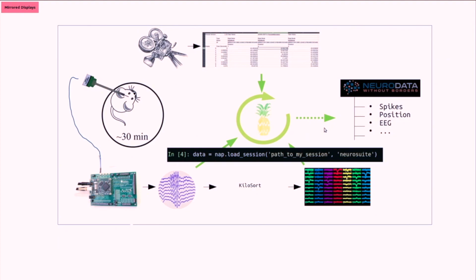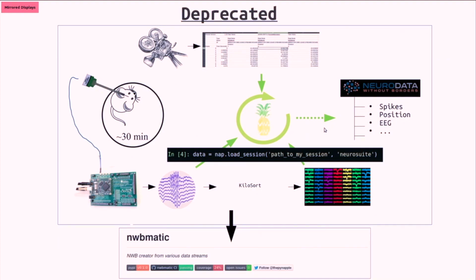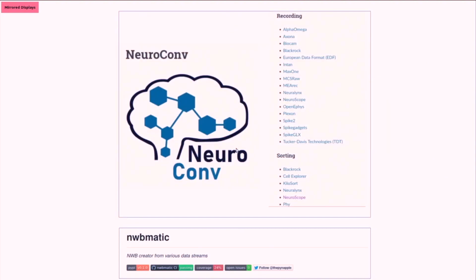I deprecated this version and moved it to a small package called NWB-matic. And thanks to the work of the people at Catalyst Neuro, I suggest you use NeuroConv for that. I was happy to find NeuroConv a few months ago, because now I can safely deprecate my Pynapple I/O. And now I made a new I/O, which I'm going to explain to you now.